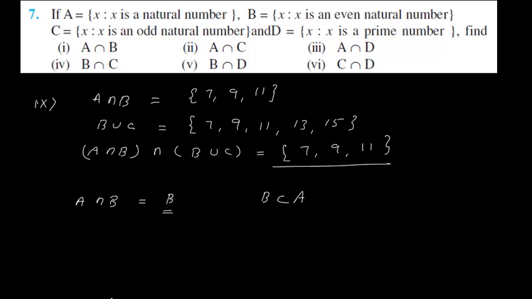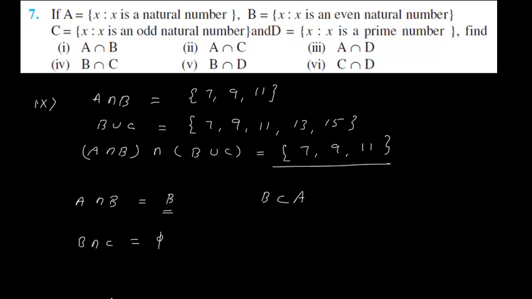Next, you have to find A intersection C. Now A and C. So A intersection C, again it is set C. A intersection D. A intersection D, prime number is also a part of set A. So A intersection D is set D only. B intersection C. Now B is a set of even natural number, C is a set of odd natural number. So B intersection C, we have nothing common, so null set.